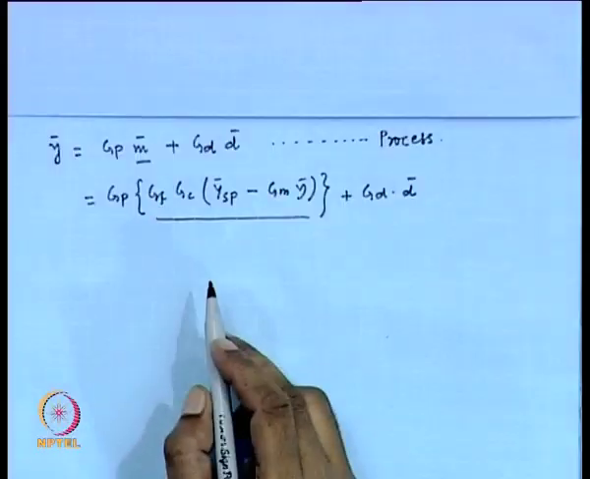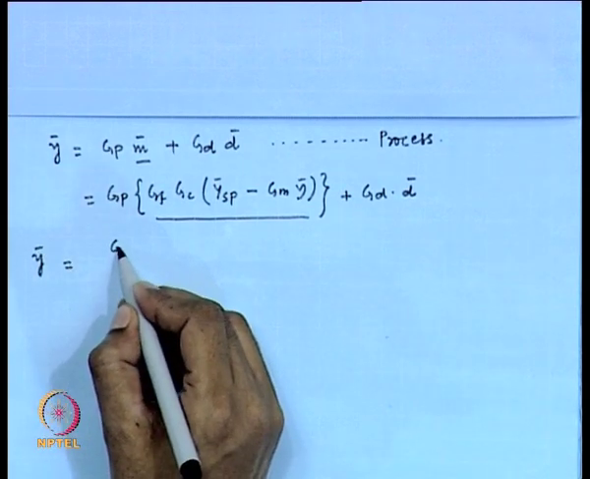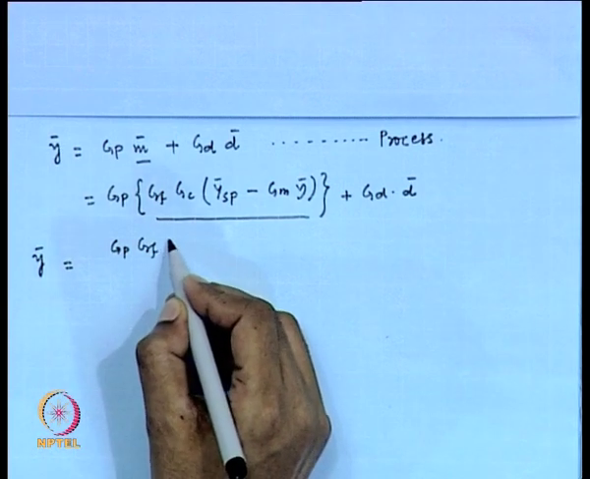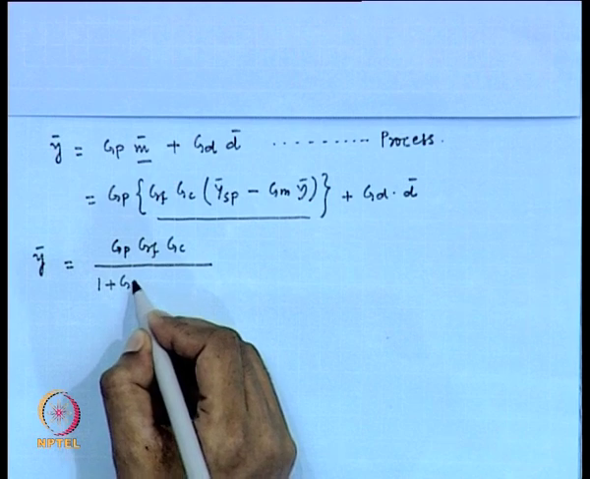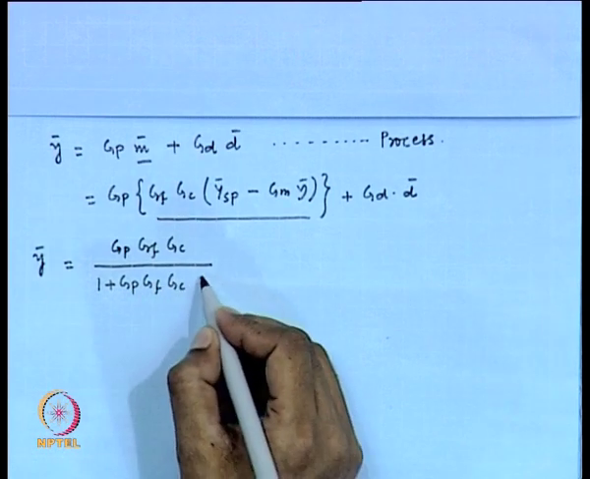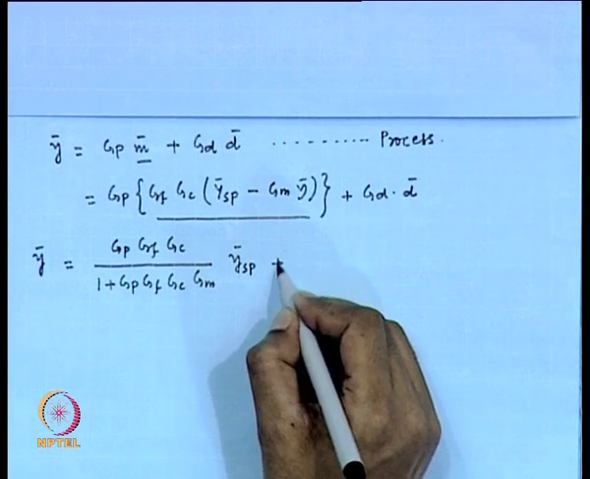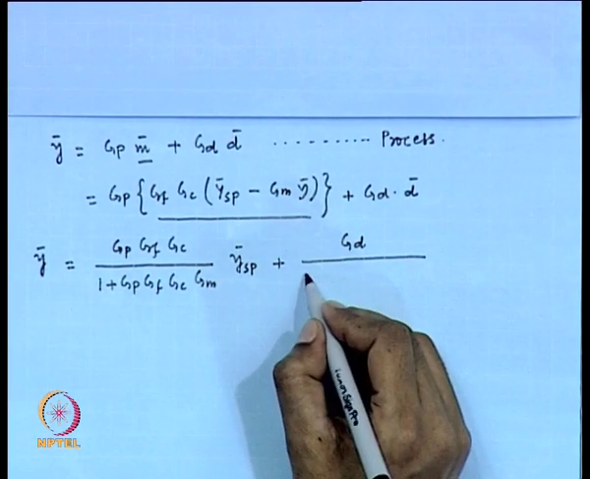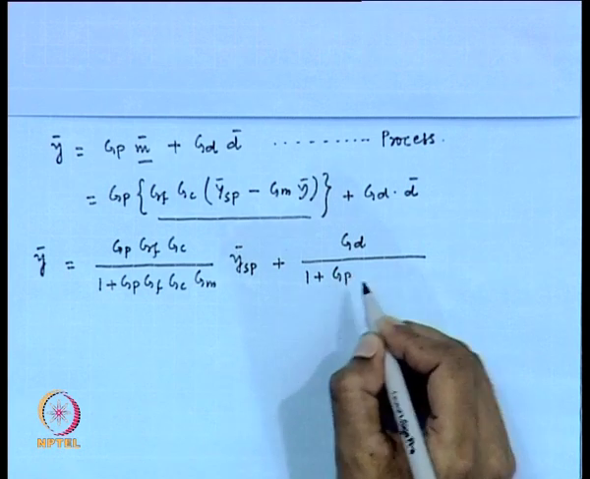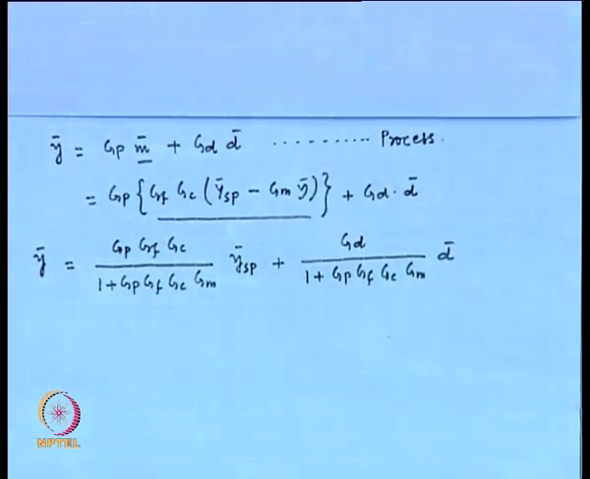Now, if we rearrange this equation, we finally get y bar equals G p G f G c divided by 1 plus G p G f G c G m, y set point bar, plus second term is Z d divided by 1 plus G p G f G c G m, d bar. By rearranging, we get this equation.